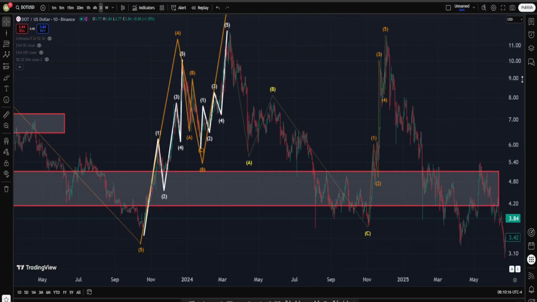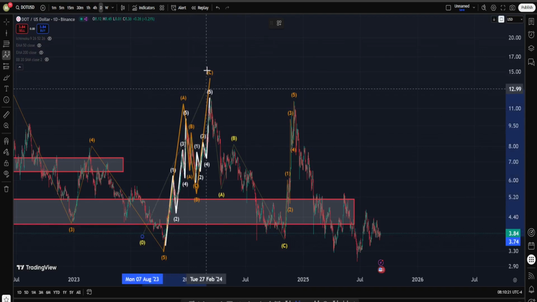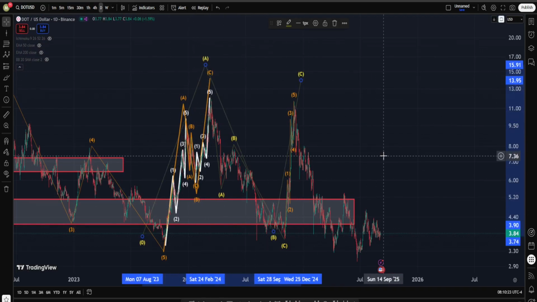So let's zoom out real quick. Okay, what do we have on a higher degree? I'm thinking probably an A, B, C running flat.